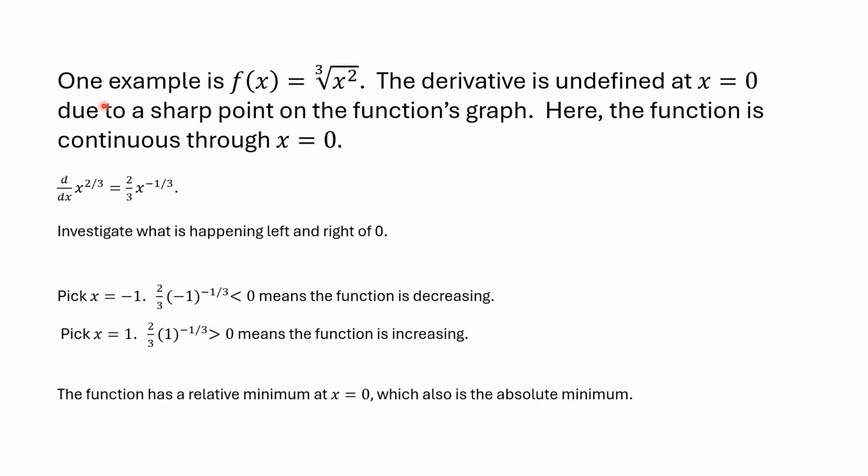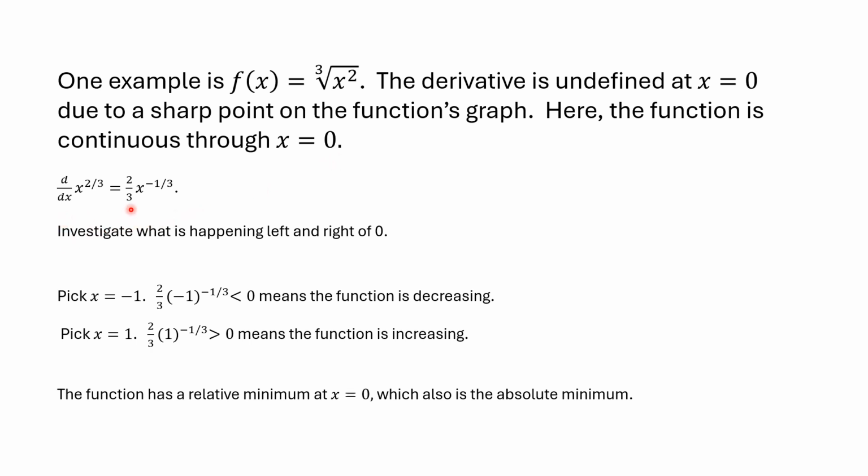So we're going to take an example, f of x equal to cube root of x squared. This is going to be graphed going down and then going back up with a nice little point at the bottom. Kind of like perhaps a value of x, but it's a little more complex here. The derivative is undefined at x equals 0 due to the sharp point on the function's graph. You may think you have found the derivative, but it does not exist. Here the function is continuous through x equals 0.